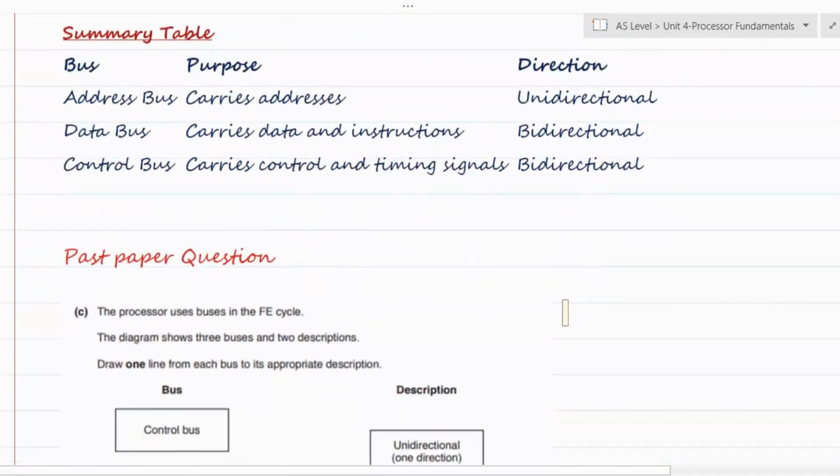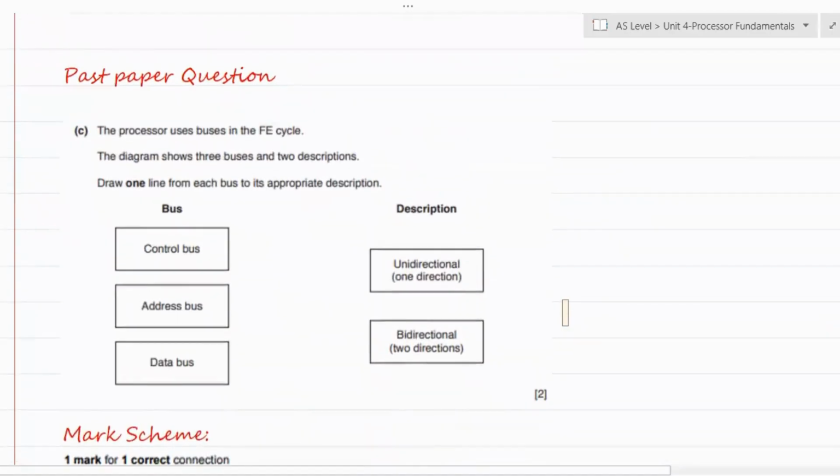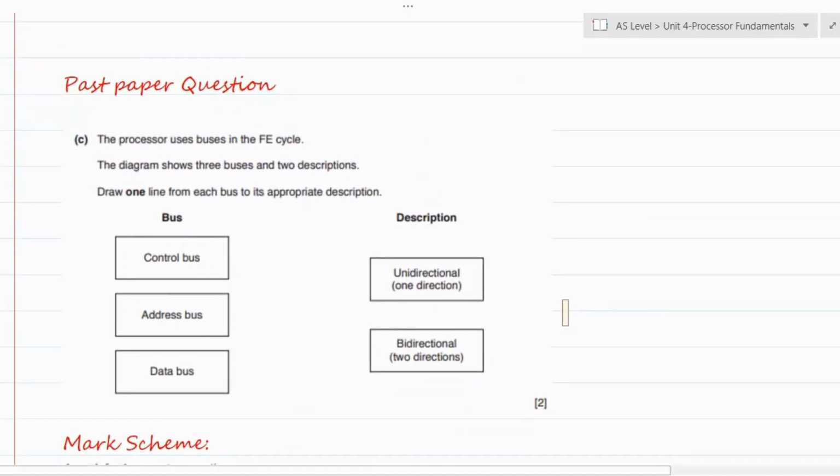Now I'm just showing you one past paper question. Have a look, solve it, and then I'm going to show you the marking scheme. It's a very easy question. So it says the processor uses buses in the fetch execute cycle. The diagram shows 3 buses and 3 descriptions. Draw one line from each bus to its appropriate description. Now, tell which bus is unidirectional and which bus is bidirectional. We have just covered it, so I'm sure you are able to solve it.